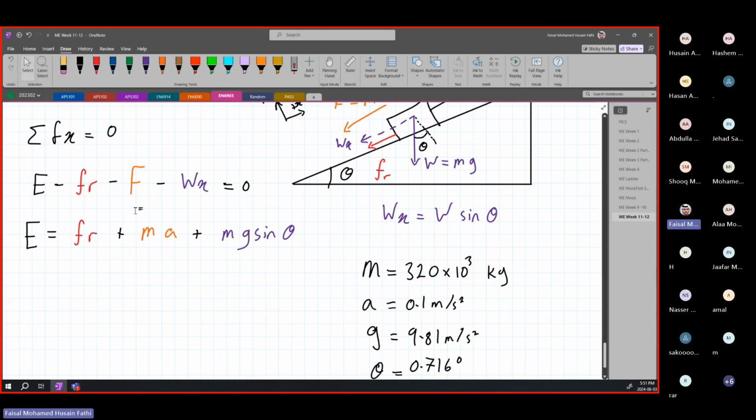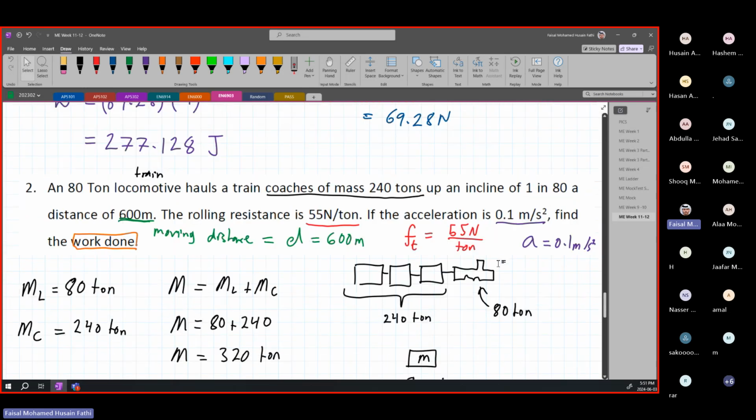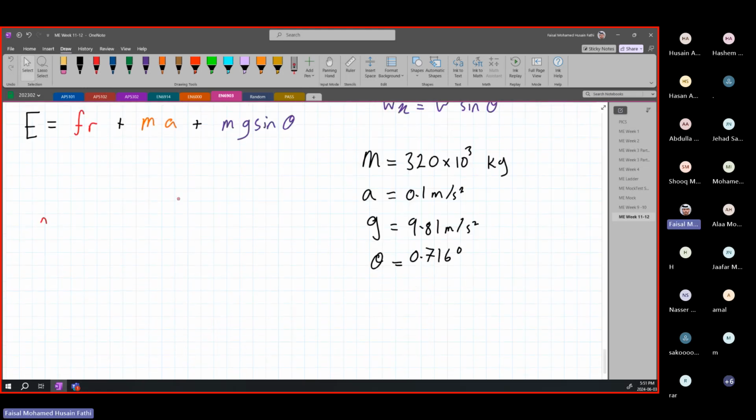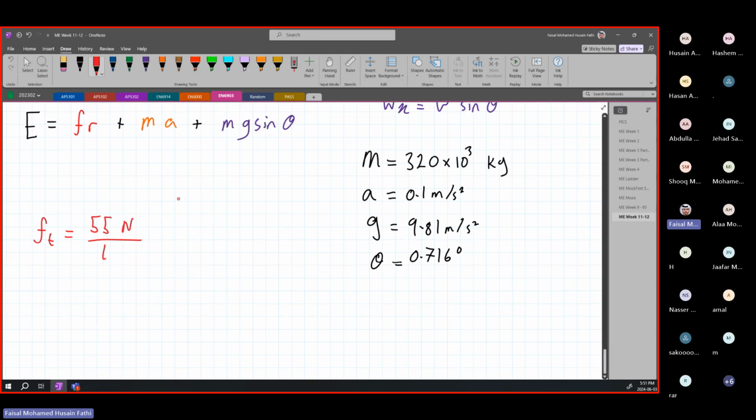So what is remaining? So we have all of these. What is remaining is the friction. Now, if you remember in the question, the friction given was per ton. I called it Ft. So Ft is equal to 55 newtons per ton. So for each 1 ton, there's going to be a friction of 55 newtons for each singular ton. Remember that our mass in tons is 320 tons. Yani if we had 1 ton, we're going to have a friction force of 55.